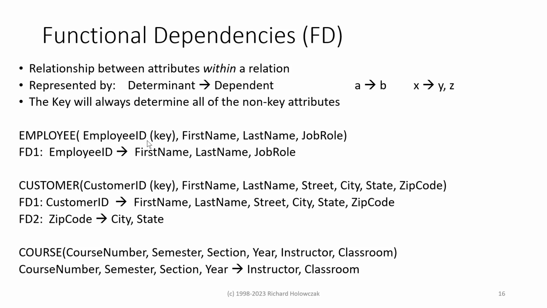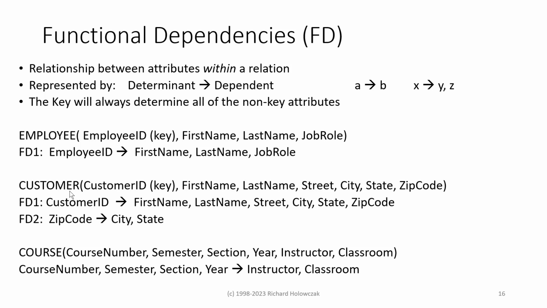As soon as you know what the key is, you write it down on the left, you put an arrow, and then you write down all of your non-key attributes. Usually, we abbreviate functional dependency by saying FD. So here I would say FD1, this is the first functional dependency that we know about in our employee relation.